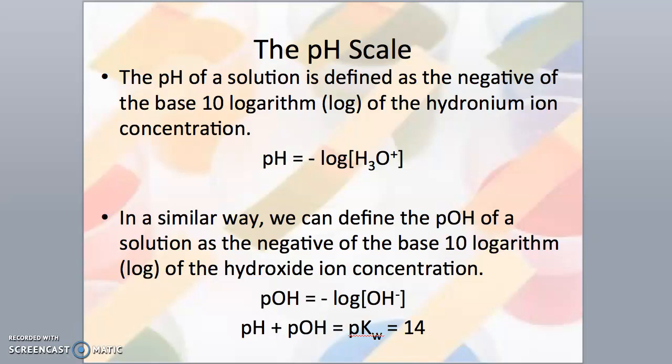The sum of pH and pOH is equal to pKw, which is 14. Try this using your calculator. Kw is 1 times 10 to the negative 14. Take the negative log of this value, and you should get 14.